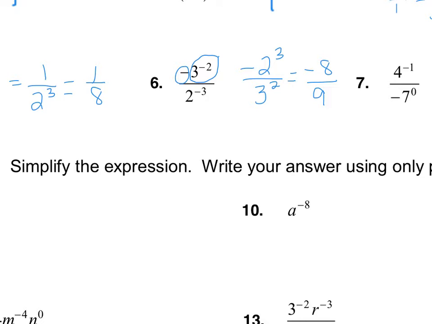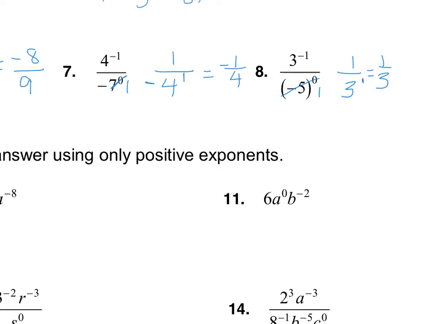Okay, I want you to do number 7 and number 8 on your own, so pause your video, do the work, and then check back for the answer and explanation. Okay, as long as you realize that the 7 being raised to the 0 power is a 1, but the negative is not being raised to the 0 power, so the negative stays there, then you should have gotten that one fine. And the negative 5 on number 8 is inside parentheses, so that whole thing becomes a 1.